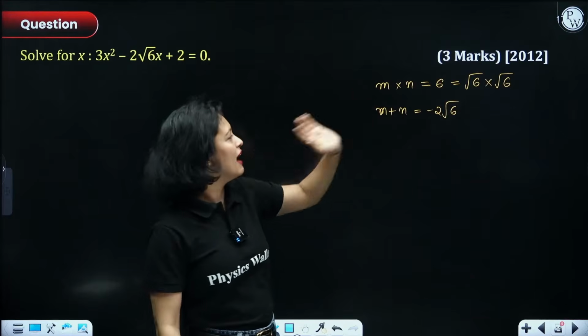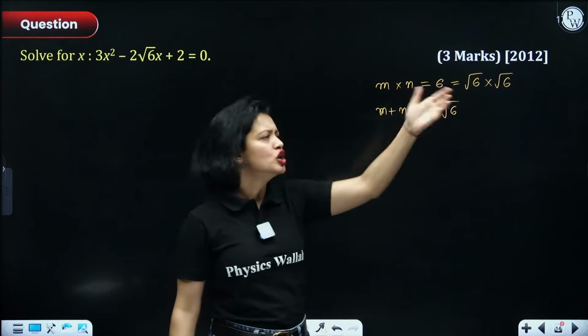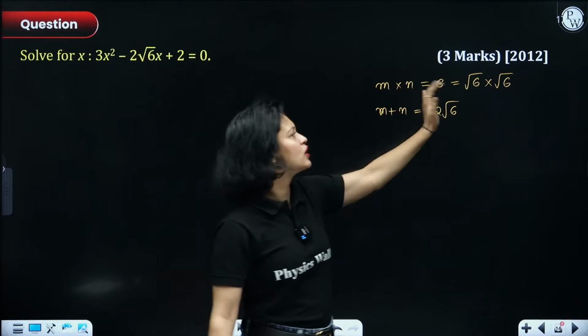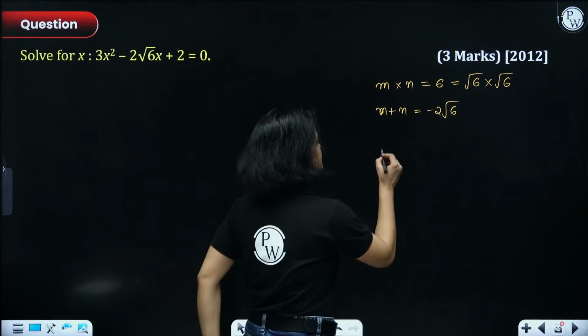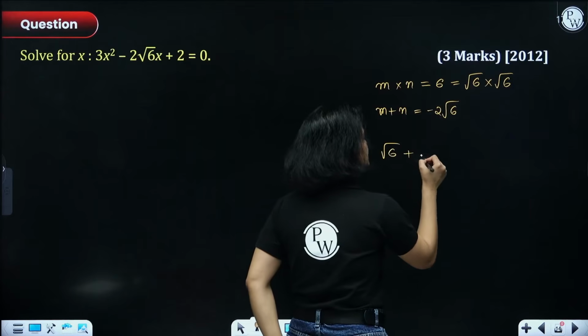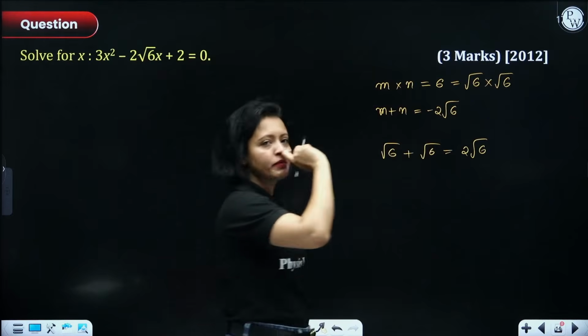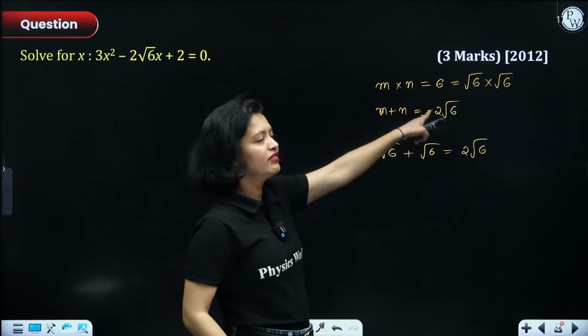Matlab, I have to find two numbers now whose product is 6. So I found two numbers whose product is 6. Root 6 and root 6, right? But root 6 plus root 6, what is root 6 plus root 6, everyone? Root 6 plus root 6 is equal to 2 root 6. So I am really close to m and n, but not exactly there, because here you have a negative sign.